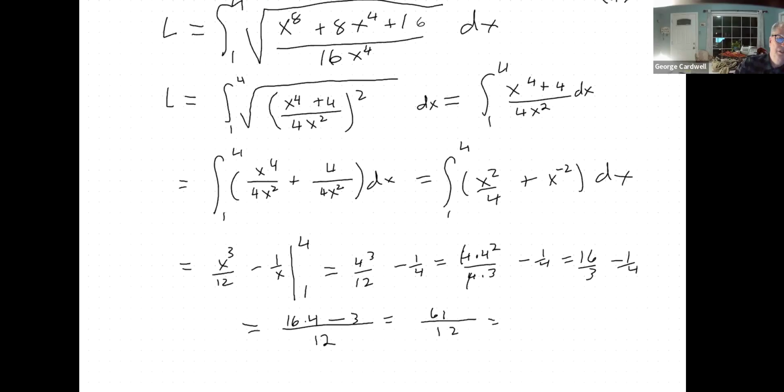What's 61? 3 times 21. And 12 is 3 times 4. So you can cancel those, and you get 21 over 4. That's my arc length. Okay. Did I even get that? Oh, I must have messed up something somewhere. Or did I?